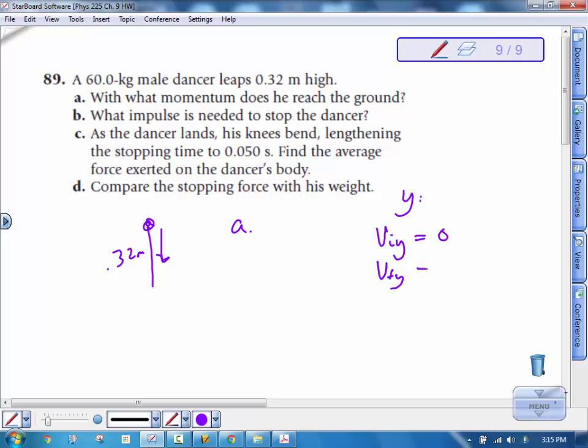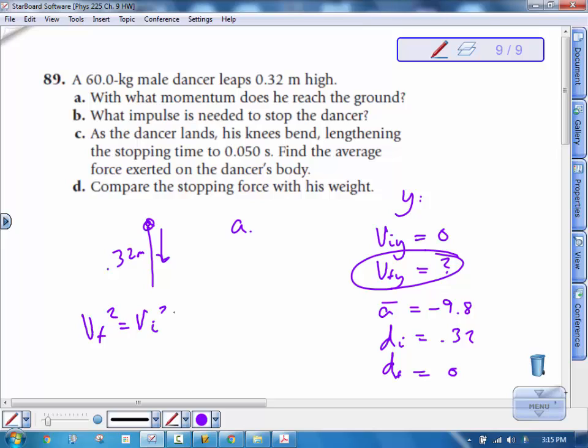The final velocity in the y is what we're looking for, because we want to know the momentum. We know its mass, so we want to know its final velocity before it hits the ground. The acceleration we know is -9.8. Initial distance is 0.32. Final distance is 0. Time we don't know. So we have an equation for that: final velocity squared equals initial velocity squared plus 2 times average acceleration times change in distance. Final velocity is what we're looking for. Initial velocity is 0. So it's 2 times -9.8 times the change in distance, which is 0.32.